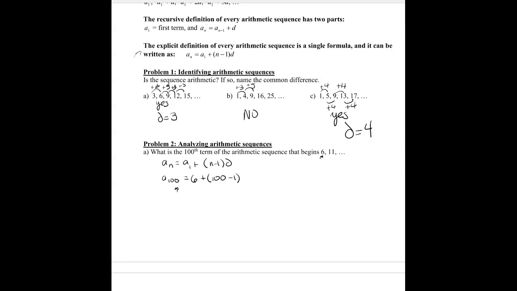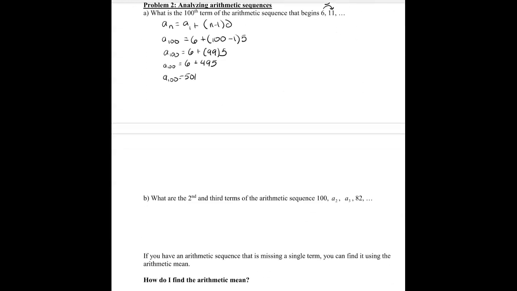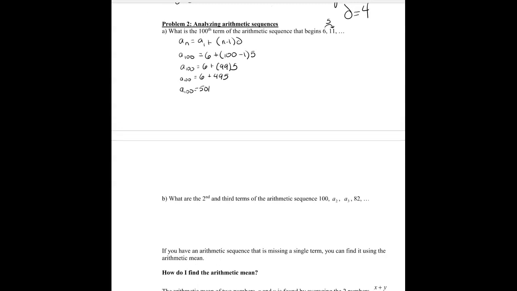Well, what am I going up by? Well, 6 to 11, that's a difference of 5. So my common difference in this particular case will be 5. From here, all I gotta do is simplify. So all in all, I should get 501. Neato. Next part, what are the second and third terms of the arithmetic sequence?